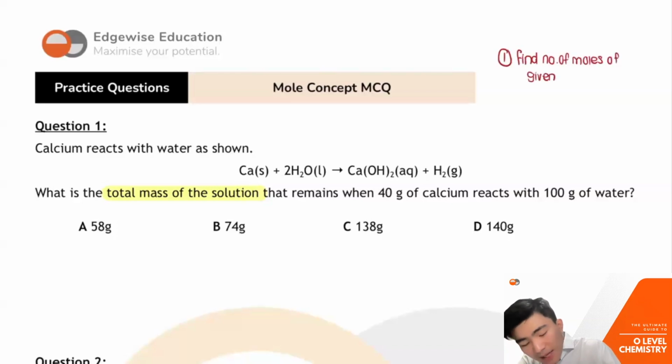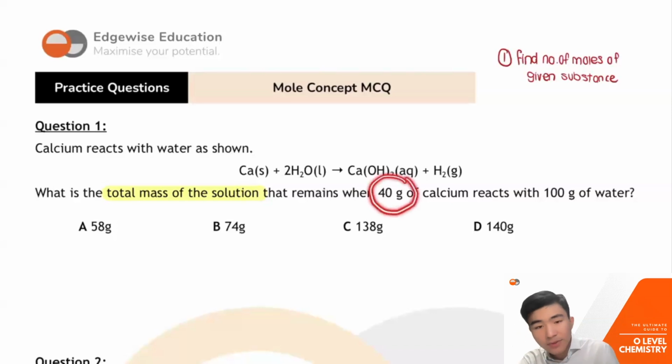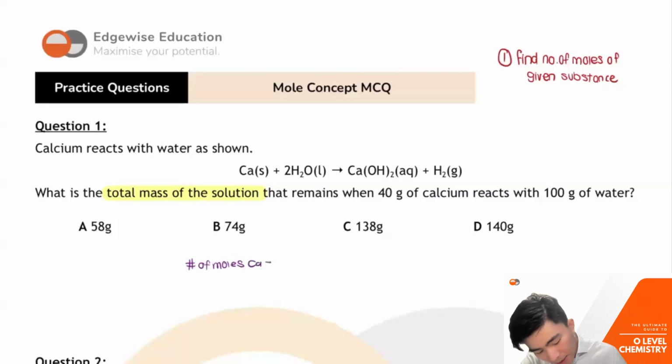Now, what do you mean by number of moles of given substance? Basically, when the question gives you a value, a known value of a substance in the equation, that is what is meant by I will first find the number of moles of this given substance. Okay, let's do that. So the first step will be very simple. I'm going to find the number of moles of calcium equals to this formula. What formula will I use? Can anybody tell me?